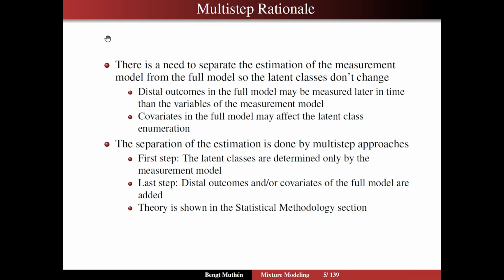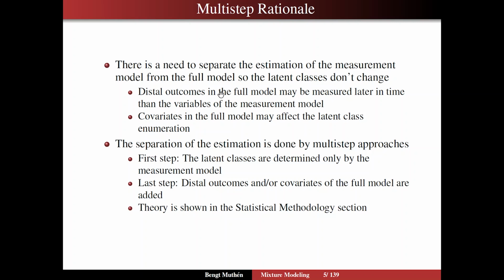So on slide 5 then, I give the multi-step rationale, claiming that there is a need to separate the estimation of the measurement model from the full model so the latent classes don't change from one step to the other, from the measurement model to the full model. Because, for instance, that distal outcome in the full model may change the latent class formation. And that would be undesirable.